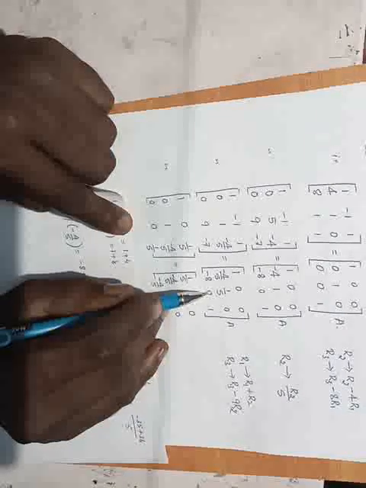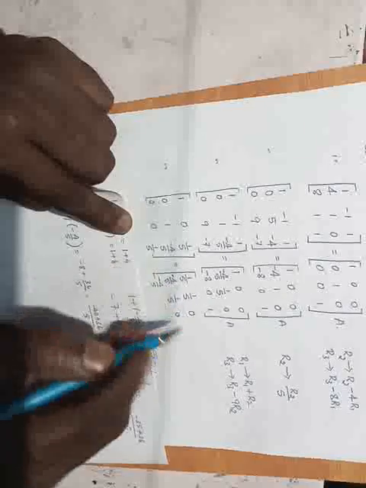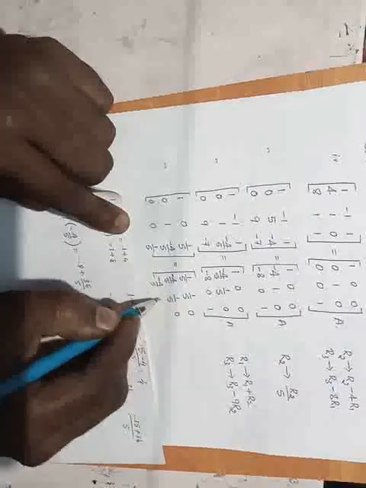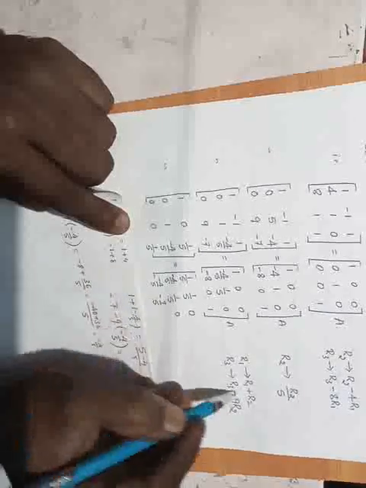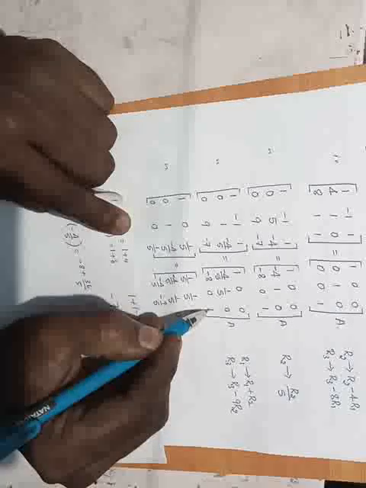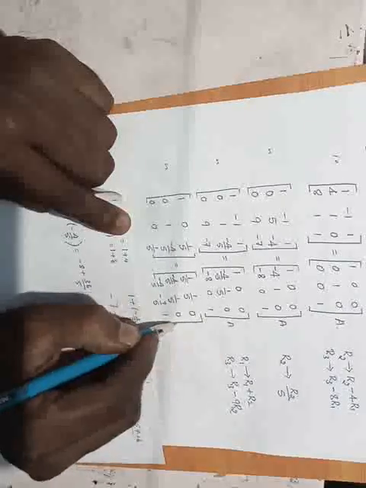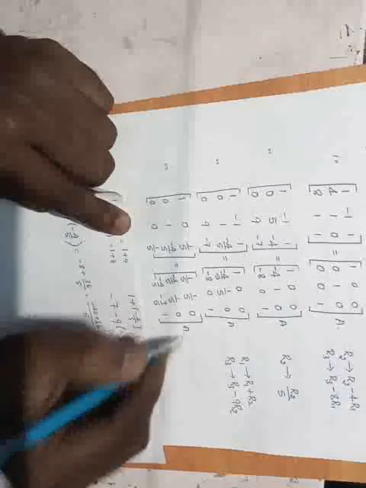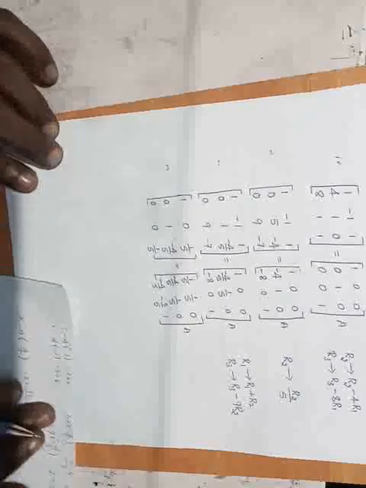What about this one? R3 minus 9 times R2. This minus 9 times this is 9 into this is minus 9 divided by 5. Minus 9 divided by 5. And this minus 9 times this is 1 only. Is that right? And carry this A itself. Now tell me what next.